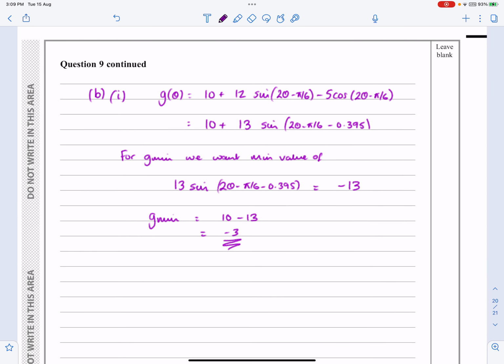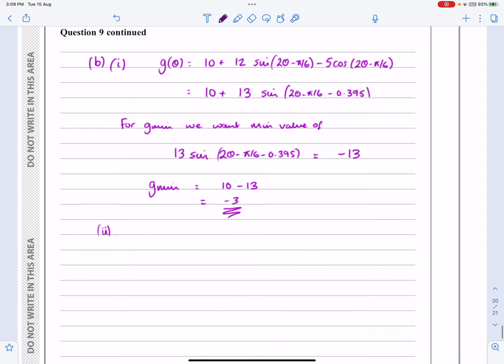Okay, G part 2 asks, when does that happen? Well, that happens when, I'll just explain it to you and then we'll go through and write it down. That's going to happen when that bit there, when the sine works out to be minus 1. So that's when it's going to occur, and then I just need to solve that equation. So it occurs when sine 2 theta minus pi over 6 minus 0.395 equals minus 1, that's when we'll get the value of minus 13. When does that equal minus 1?